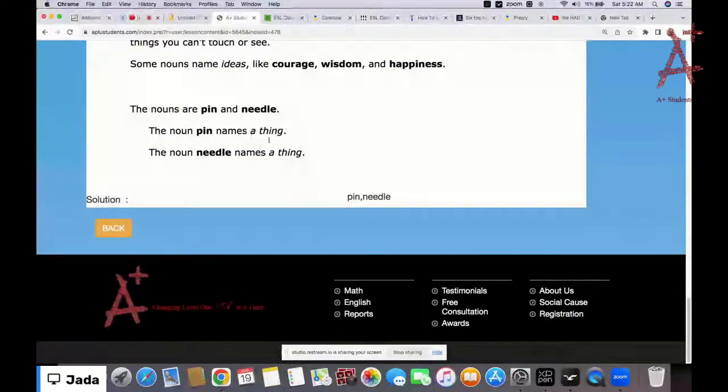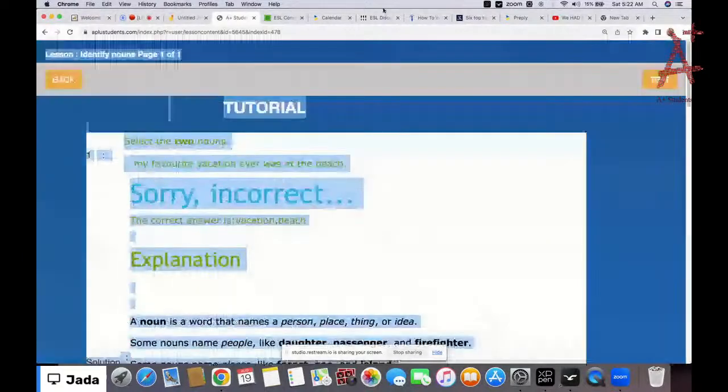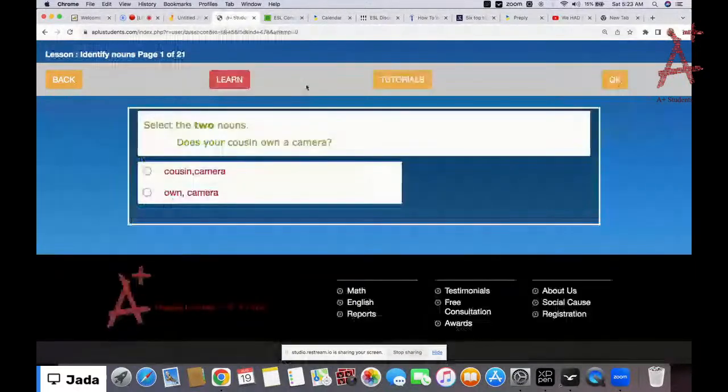All right. So we'll move on now, guys, to the test. As usual, let's have the interaction on the chat box. Okay, send in your answers for the test. Let's answer some questions together. So select the two nouns. Now, does your cousin own a camera? Now you need to select which of these is the noun. Okay, send in your answers.